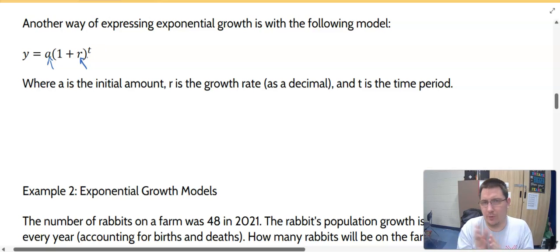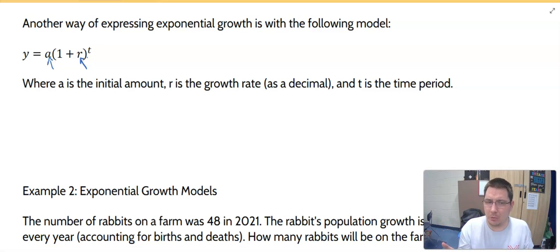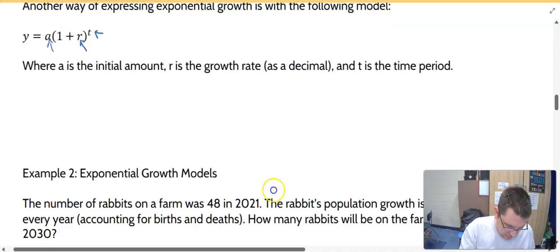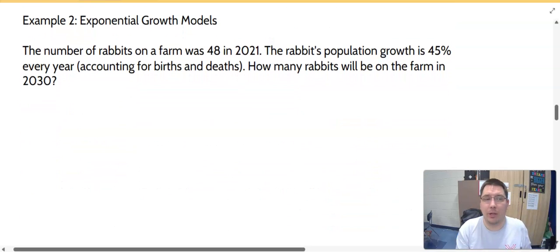Now, of course, we have to convert percents to decimals to be able to work with them. And t will be our time period. And so we're going to be plugging in values into those three places. And so let's look at example 2 and how we're going to use that formula.